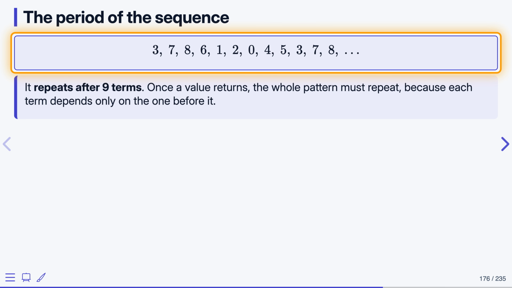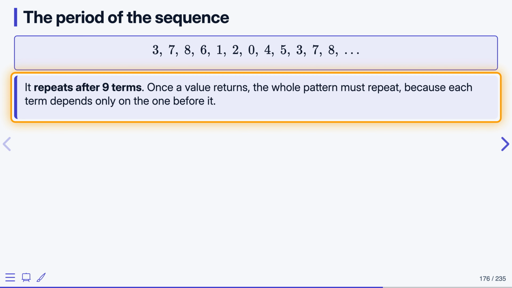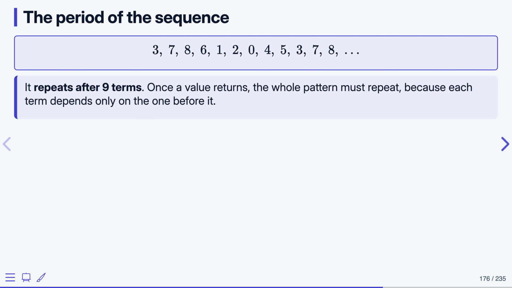This is the whole sequence: 3, 7, 8, 6, 1, 2, 0, 4, 5, and then 3 again, and off it goes. It repeats after 9 terms. That is not a surprise. There are only 9 possible values, so a repeat must happen within 9 steps. And once one value comes back, the whole pattern must come back with it, because each term depends only on the term before it. The length before repeating is called the period.